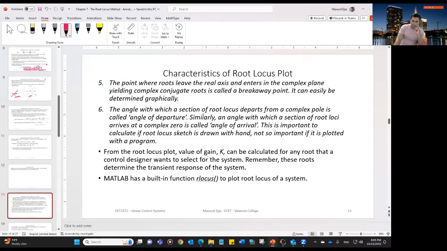The angle with which a section of root locus departs from a complex pole is called the angle of departure. And likewise, the angle with which a section of root locus arrives at a complex zero is called the angle of arrival. It's important to calculate if the root locus sketch is drawn by hand, but it's not so important if you're drawing with a program. So what does that mean again?